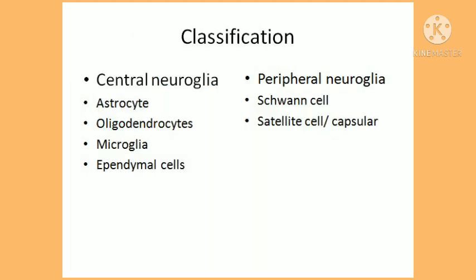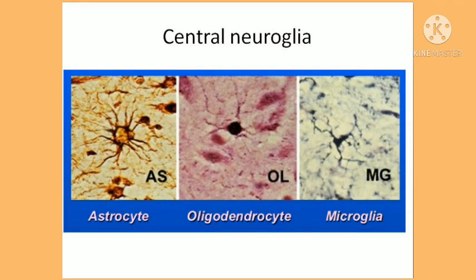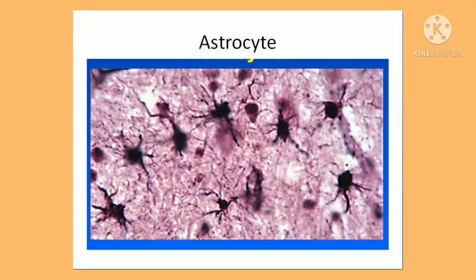Classifications of glial cells. They are majorly classified into two groups: the central neuroglial cells and peripheral neuroglial cells. The central neuroglial cells are astrocytes, oligodendrocytes, microglial cells, and ependymal cells. The peripheral neuroglial cells are Schwann cells and satellite cells, or capsular cells. The major central neuroglia are astrocytes, oligodendrocytes, and microglial cells. First, we can discuss about astrocytes.